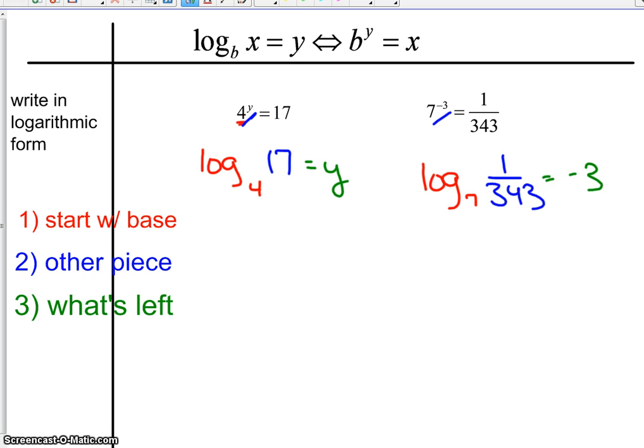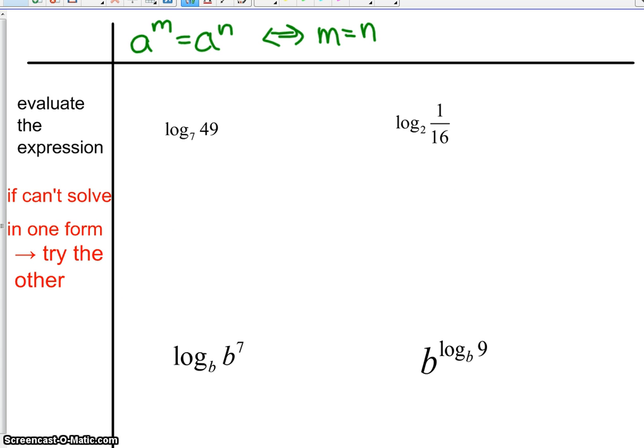All right, when we get to evaluating expressions, we're not solving, we're simplifying, but I'm going to change it into an equation because I want to know what log base 7 of 49 is equal to. I can kind of cheat and turn this into an equation. Here's where the idea comes in that if I can't solve it in one form, let's try the other. When I look at log base 7 of 49 equals x, I don't know what to do with it.